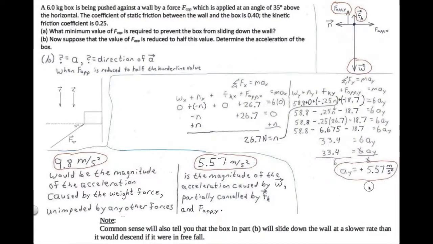Does our result for the magnitude of a sub y make sense? On this problem, it's interesting to compare our result for the magnitude of a sub y to 9.8 meters per second squared. 9.8 meters per second squared is what the magnitude of the acceleration would be if it were caused by the weight force unimpeded by any other forces. But on this problem, the object's downward acceleration is impeded by friction as well as by F applied y. So on this problem, it does make sense that our result for the magnitude of a sub y is less than 9.8 meters per second squared.